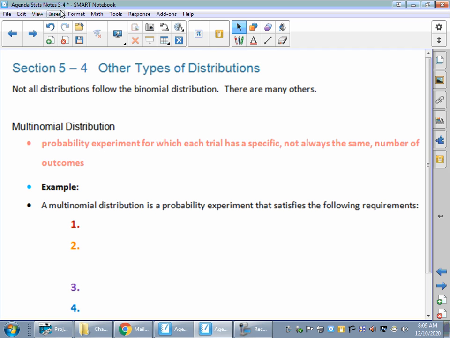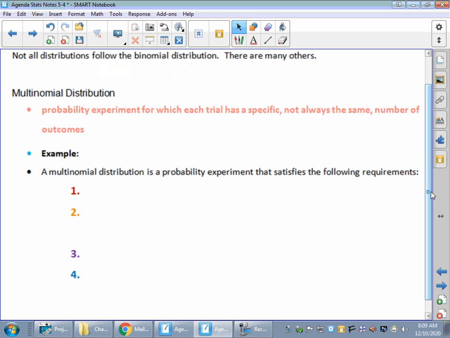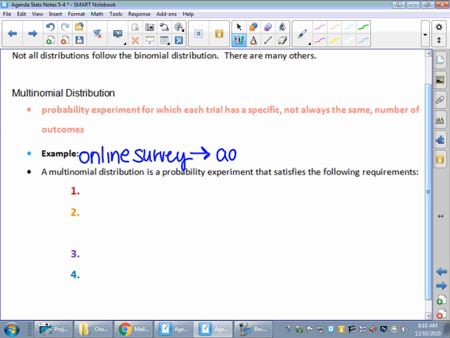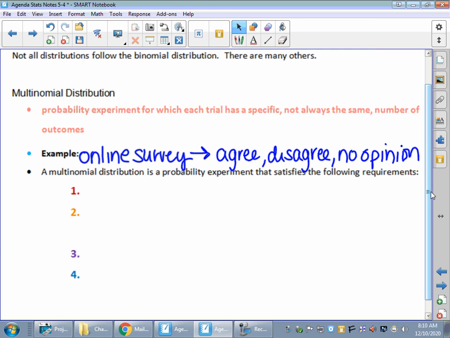So this is a probability experiment. Each trial has a specific but not always the same number of outcomes. So maybe, for example, if you do an online survey, I'm going to simplify it because some of them have a lot of different options, but maybe your online survey is agree, disagree, or no opinion. Right? Three possible outcomes. Again, remember, success only depends on what the researcher is looking for. So maybe the researcher is wondering how many people agree. That would be success.